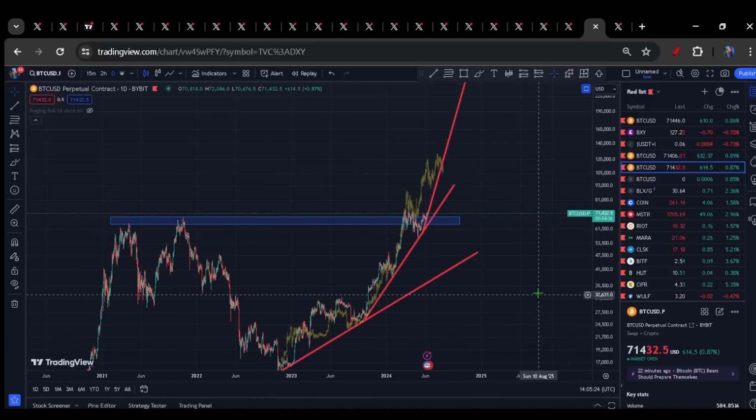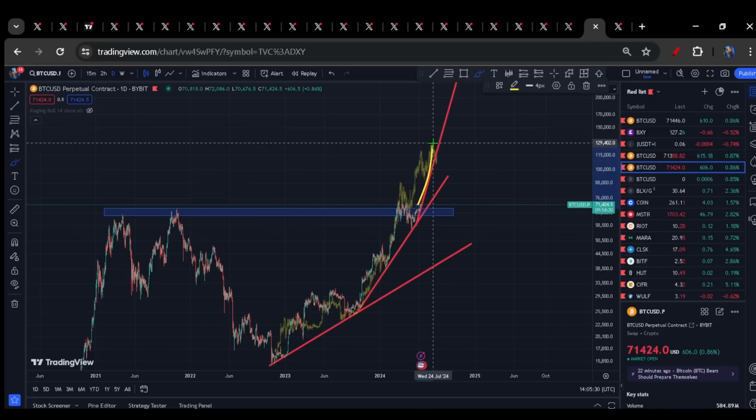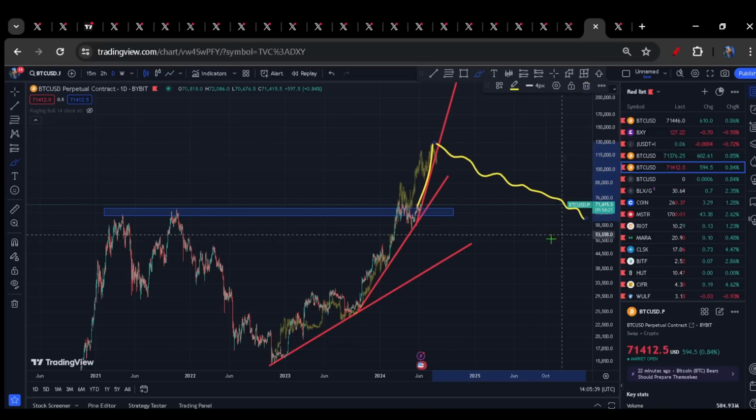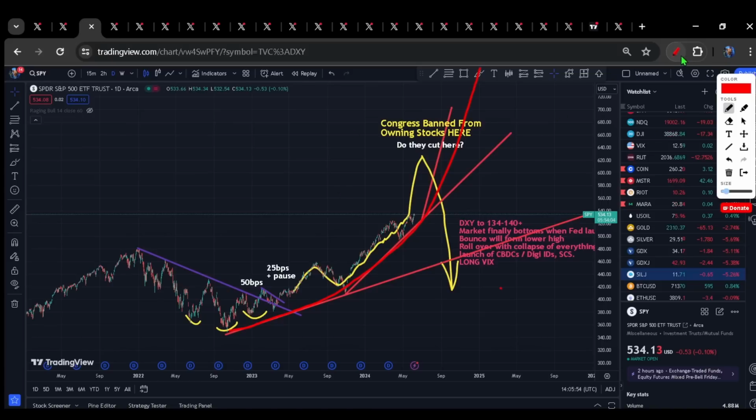Again, these are not popular ideas, okay? To say that Bitcoin is probably going to do this and may well top some time between July and August alongside the stock market, followed by an extended bear market decline, these are not popular ideas. But unfortunately for most people, the market moves to harm the most amount of participants. As ever, I am open to being proven wrong.